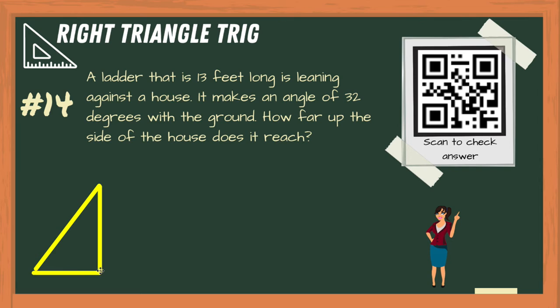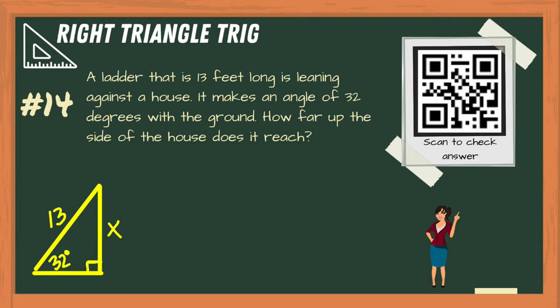So the ground is going to be here horizontal. So the ladder starts up against the house, okay, and then the ground. So this is going to be a 90-degree angle here that the house makes with the ground. And then the ladder, it says, makes a 32-degree angle with the ground. So here's our picture. The ladder is 13 feet. And they want to know how far up the side of the house does the ladder reach. Okay, so how far up the house does the ladder reach?